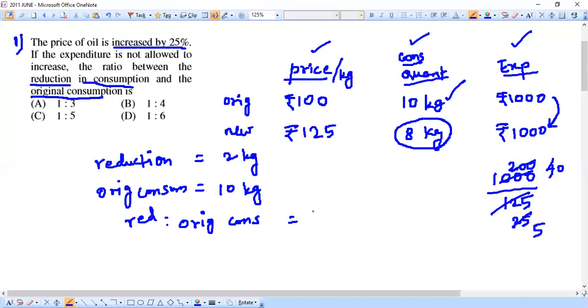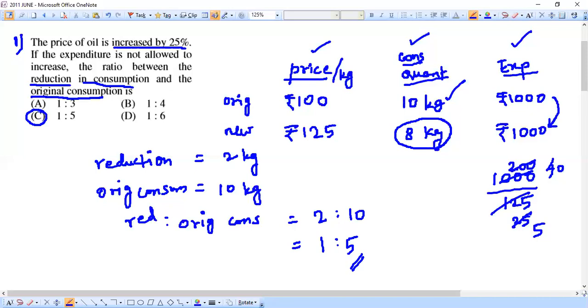So the reduction is 2 and the original consumption is 10. So our answer is 2 is to 10. This can further be simplified. Both I can divide by 2 tables, right? Because a ratio is nothing but a fraction only. So 2 is to 10 can be simplified as 2 ones are 2, and 2 fives are 10. So 1 is to 5 is going to be our final answer, which matches with option C. And that is going to be the answer.